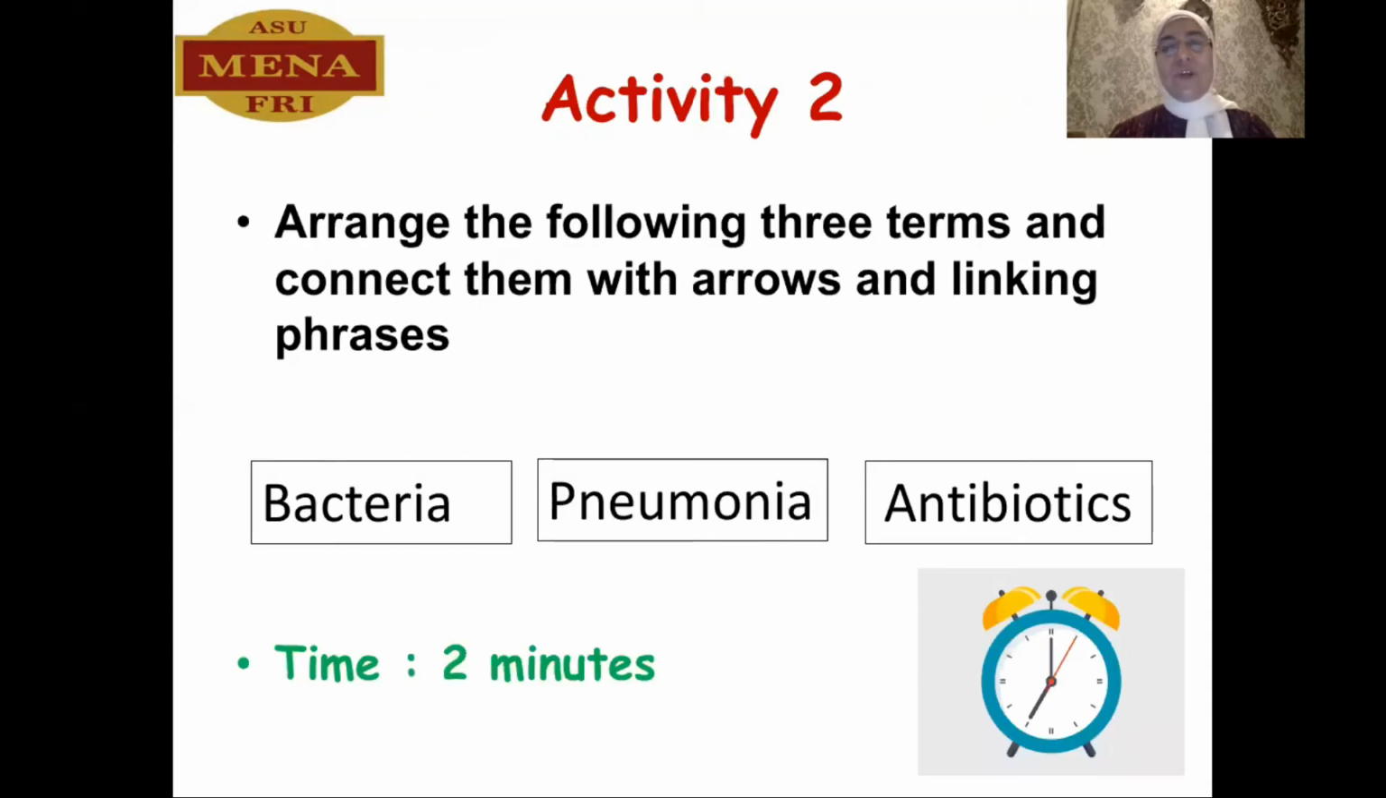Activity number 2, we will create a mini concept map from these 3 nodes: bacteria, pneumonia, antibiotic. Kindly remember that you have to use unidirectional arrows and a linking phrase between these 3 nodes. The time is 2 minutes. Kindly stop the video here, take your time and create your mini concept map.